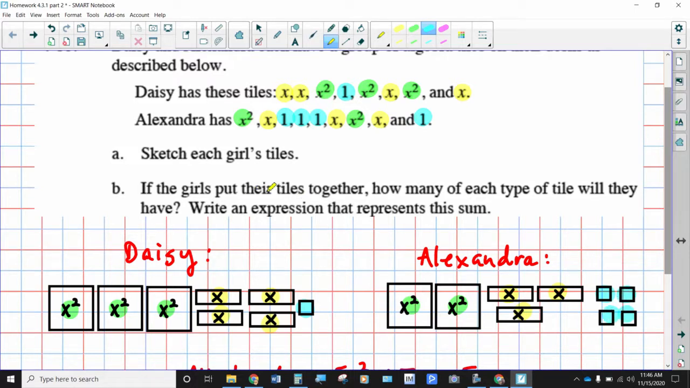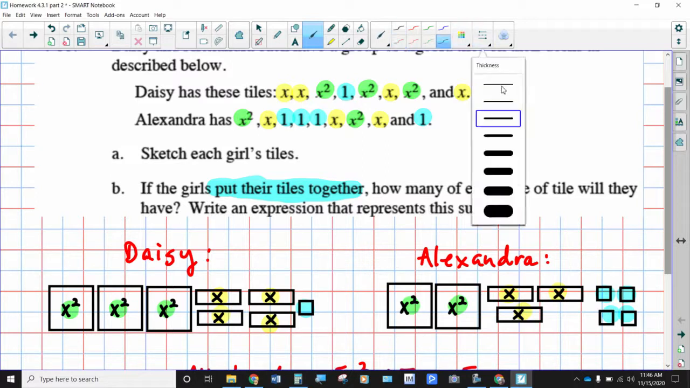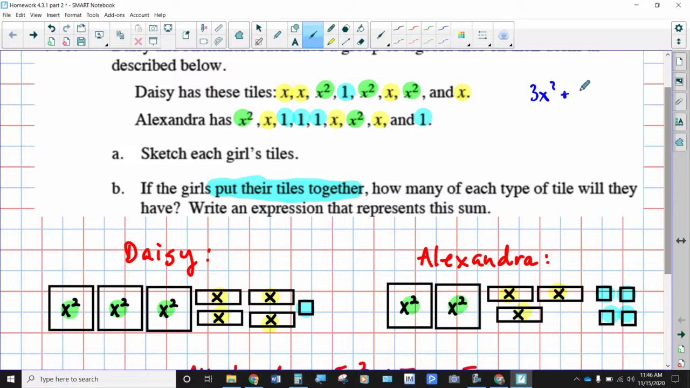So if they put them all together, this is the idea of combining like terms. This particular expression we would say, let me do this in blue, is 3x squared plus 4x plus 1. And then to that, we're going to add 2x squared plus 3x plus 4.